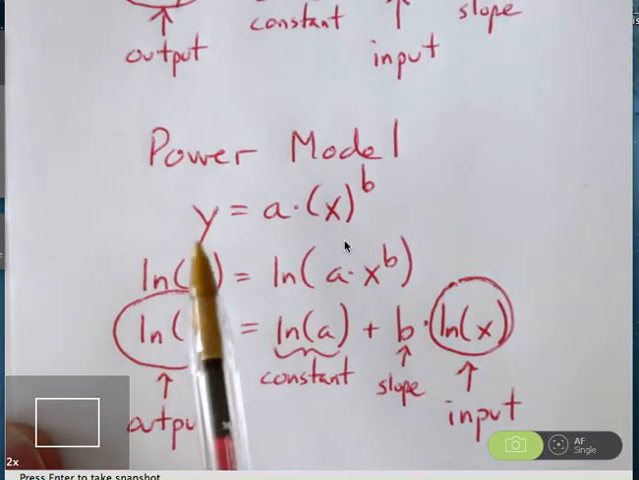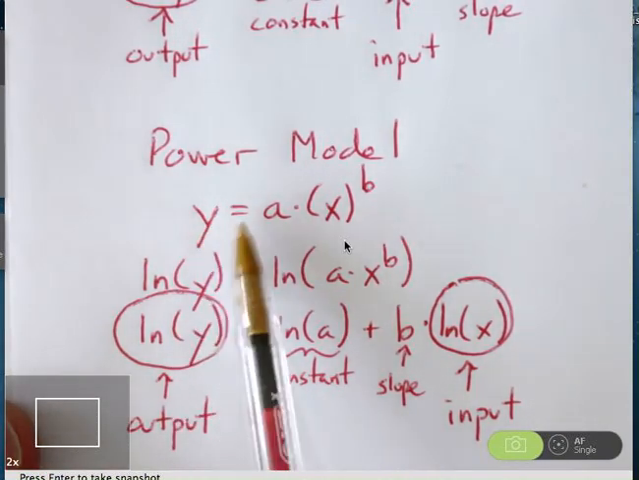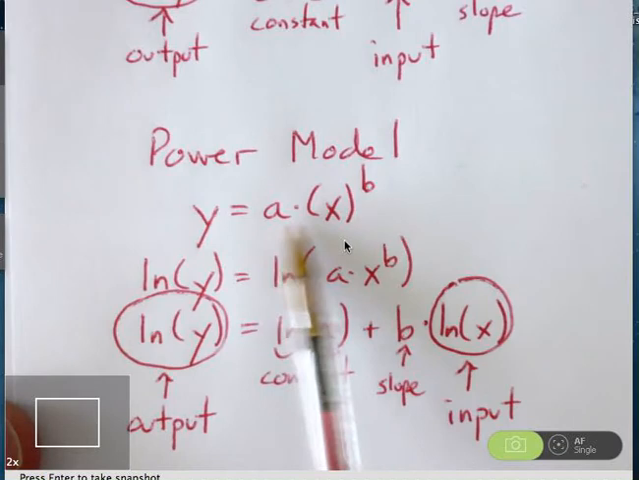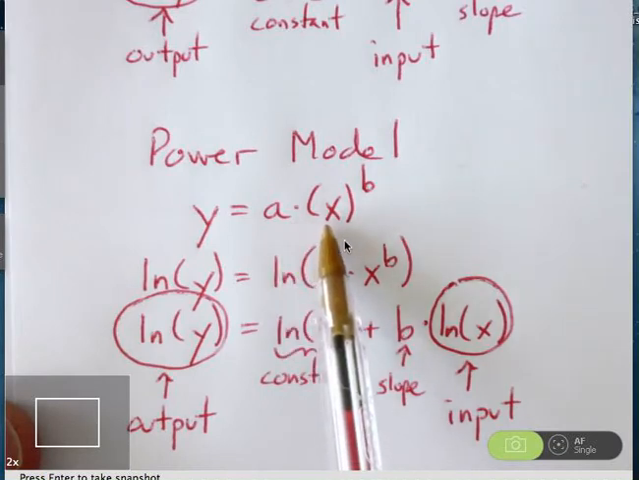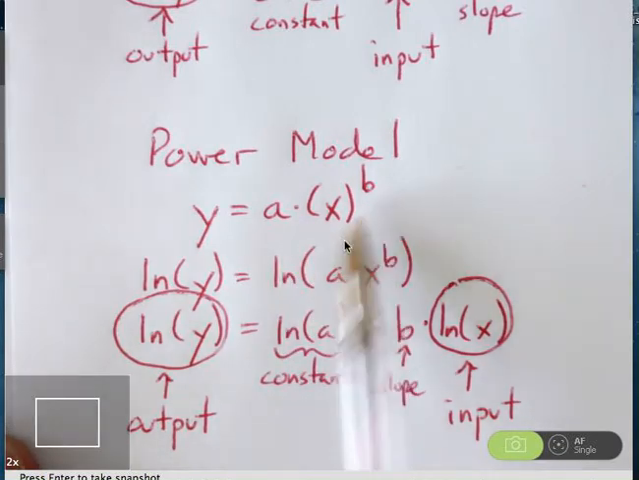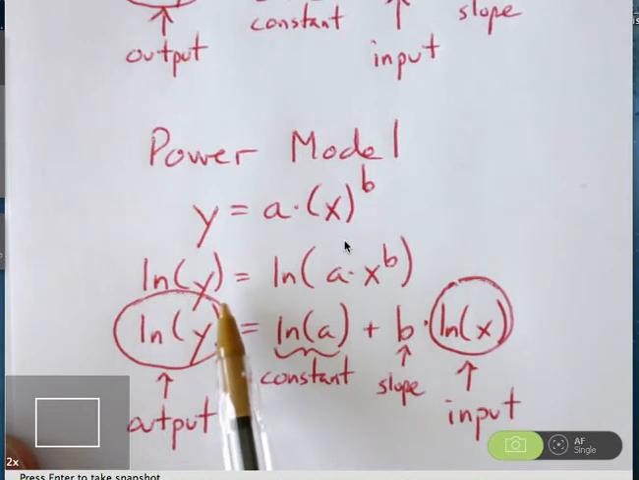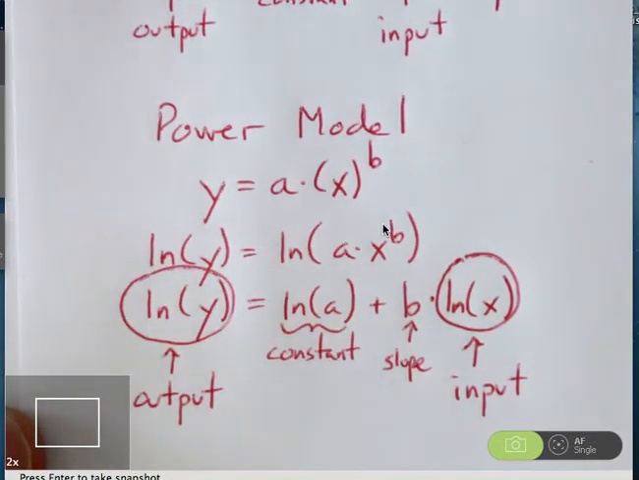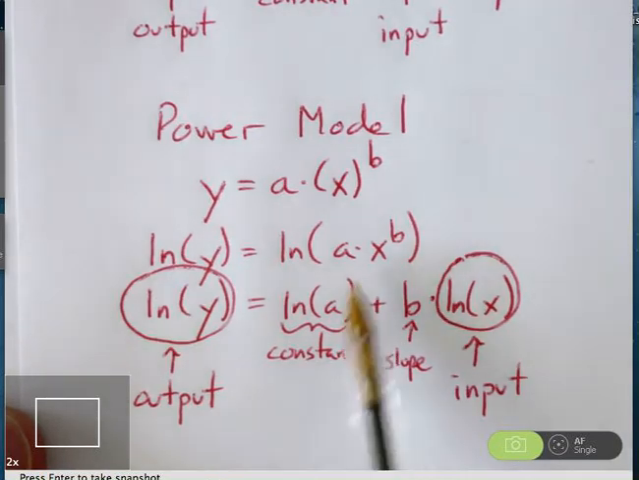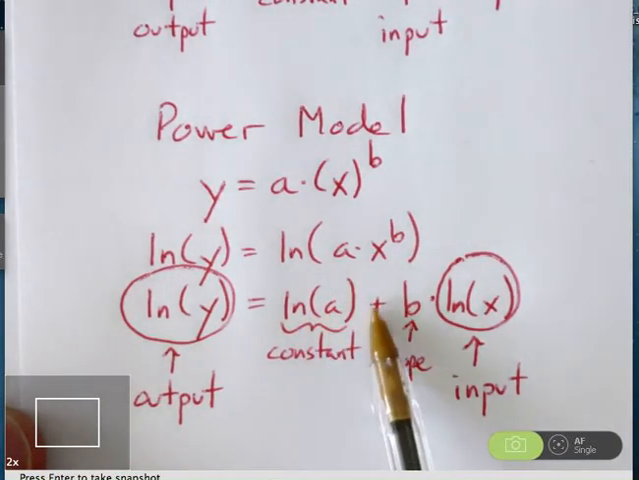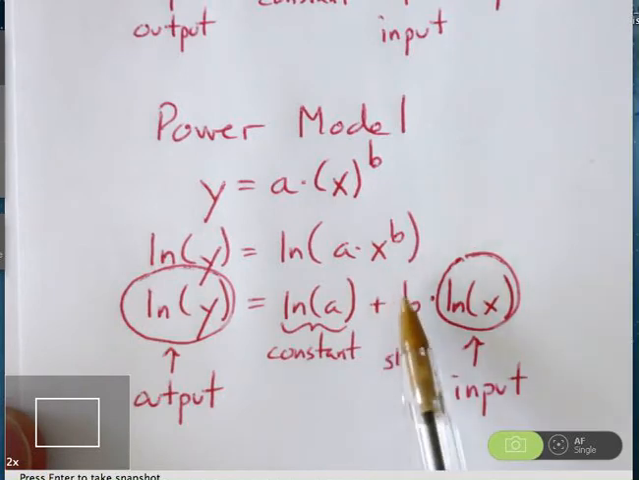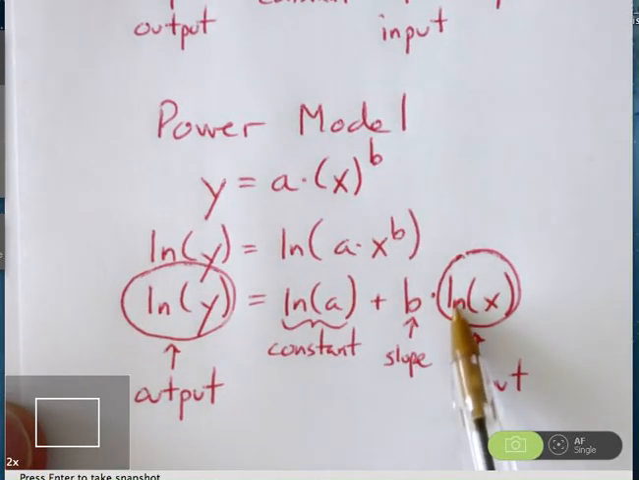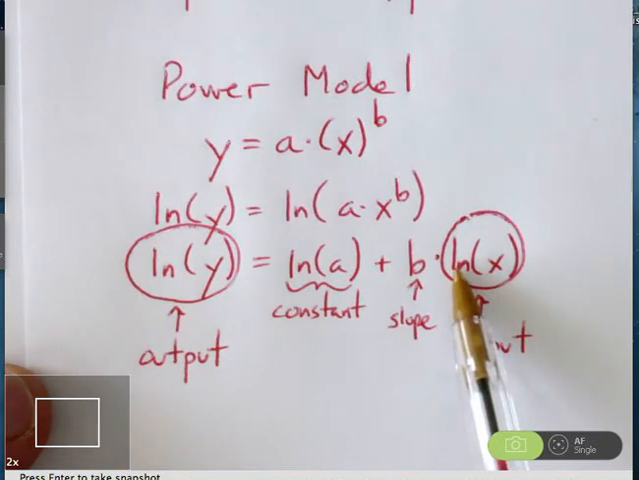Here's a generic power model. The output equals a constant times the explanatory variable, the input, to a power. Now notice what happens when we take the natural log of both sides. Over here on the right side, I can take that natural log and divide it into the natural log of a plus the natural log of x to the b, but I can put the b in front of the natural log of x. So notice the power model really does convert into a linear form.